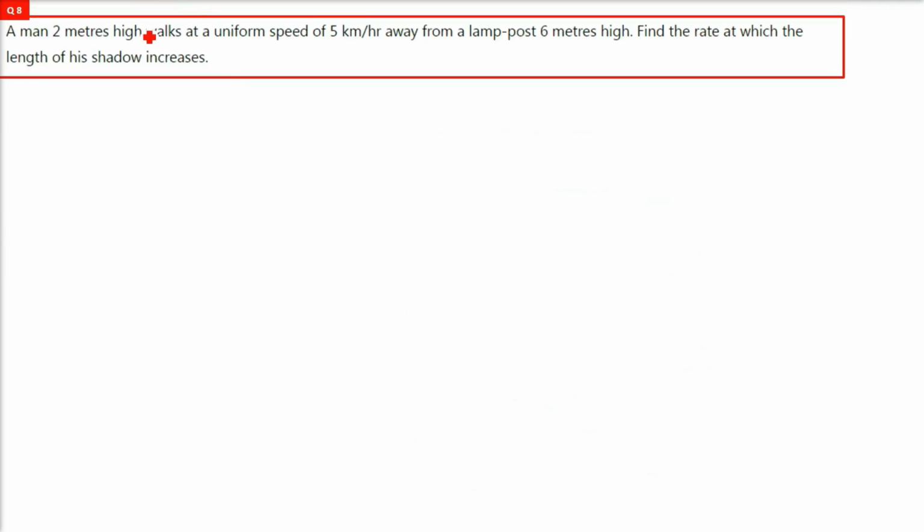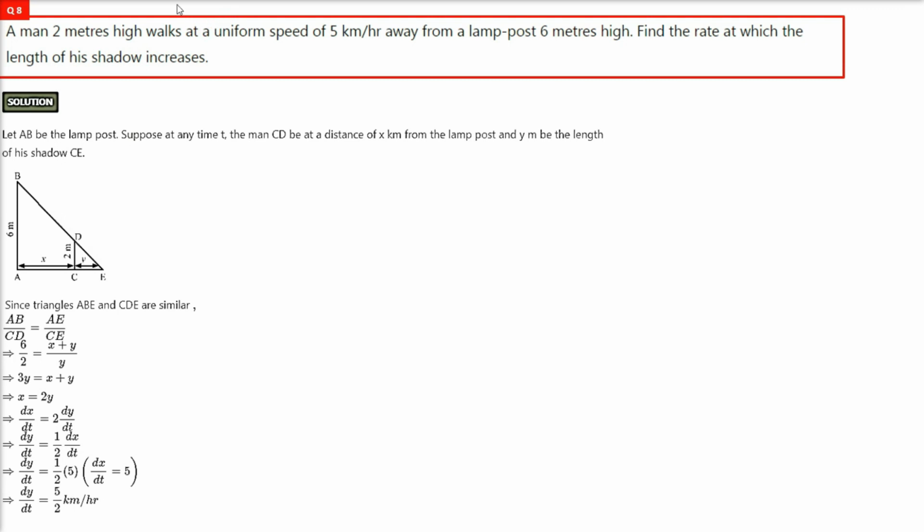A man 2 meters high walks at a uniform speed of 5 km an hour away from a lamppost 6 meters high. Find the rate at which the length of his shadow increases. Now this question, I'm going to explain it in a very detailed manner, because many questions we are going to encounter in the same way. So let us make a diagram. Let me make you understand what we are trying to do here.